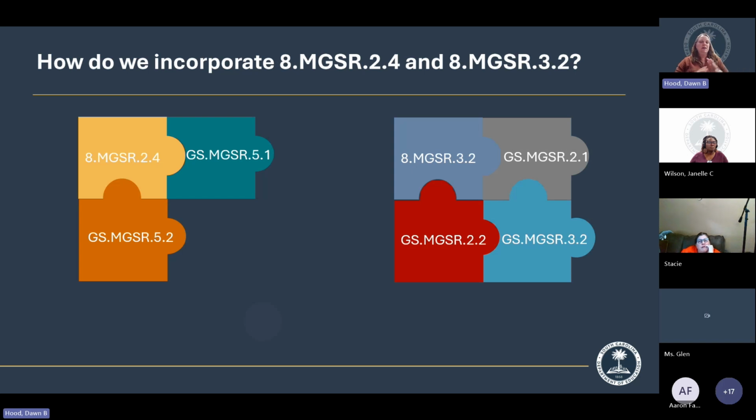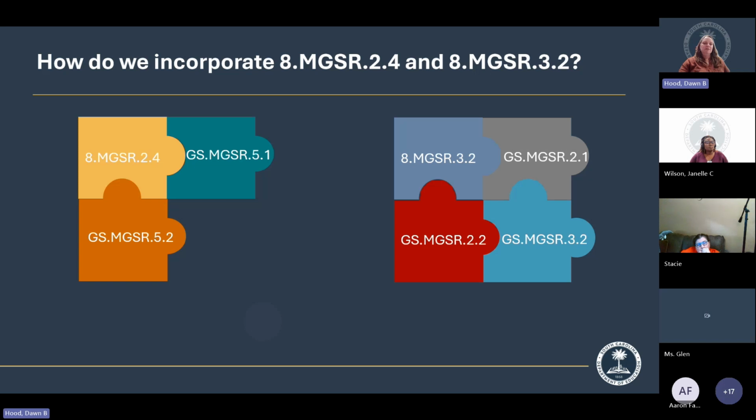All right, so the next set of MGSRs is just two of them, 8 MGSR 2.4 and 3.2. And my thoughts on these was that 5.1 could also go here with 5.2. So that's GS 5.1 and 5.2. So 5.1 is justify and apply the attributes of angle relationships or lines in mathematical and real world situations. And then 5.2 again was apply the attributes of triangles in mathematical and real world situations.